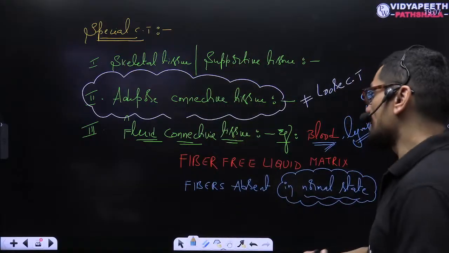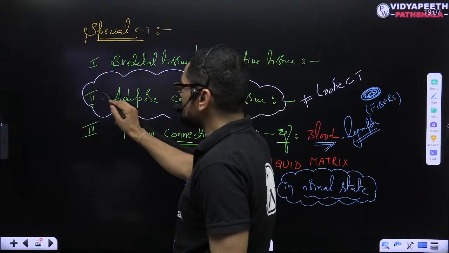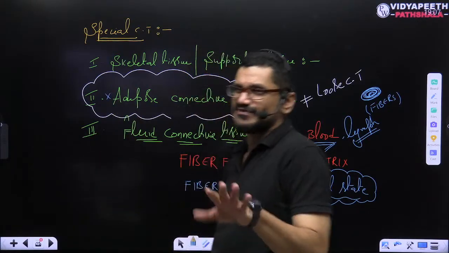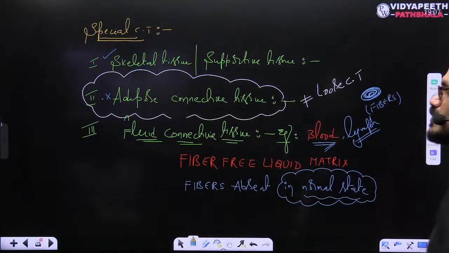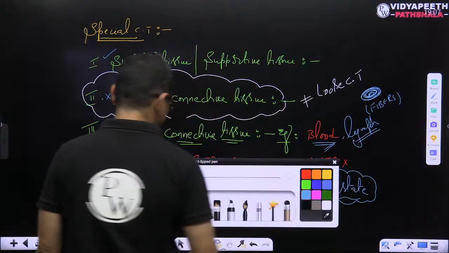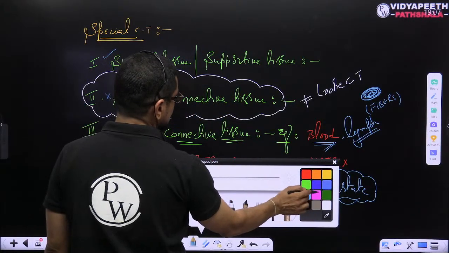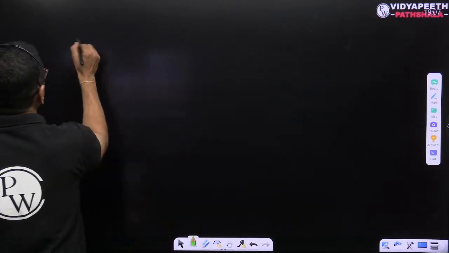Okay, good. Now let us discuss the skeletal tissue. We already discussed adipose connective tissue, so that matter is finished, close. Now we have to discuss this. What is this? Skeletal tissue, which is also called supportive tissue. Now let me put the heading: skeletal tissue.